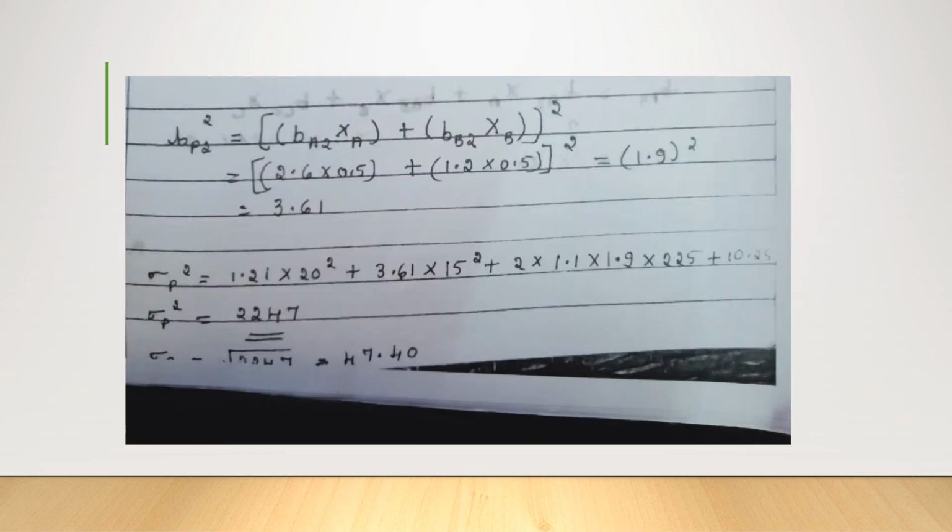In a similar way, find out the sensitivity of the second factor, that is, (BA2 into XA plus B2 into XB) the whole square, that is, the proportion invested into the sensitivity of those two securities. If you substitute the values, you are going to get 3.61.